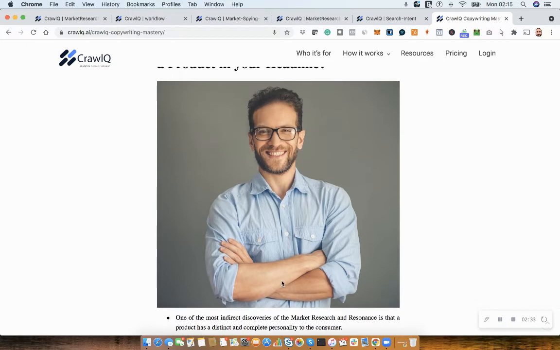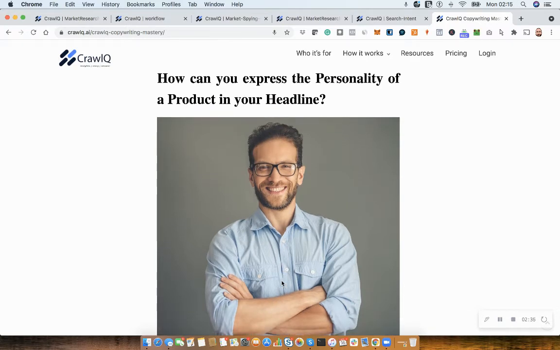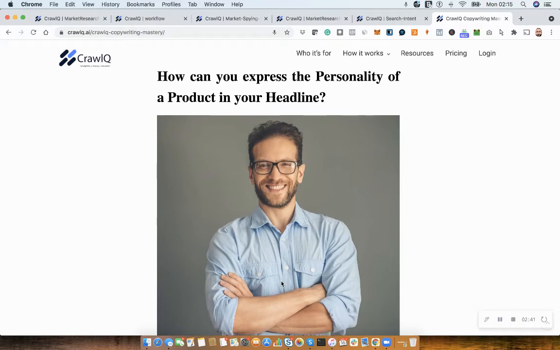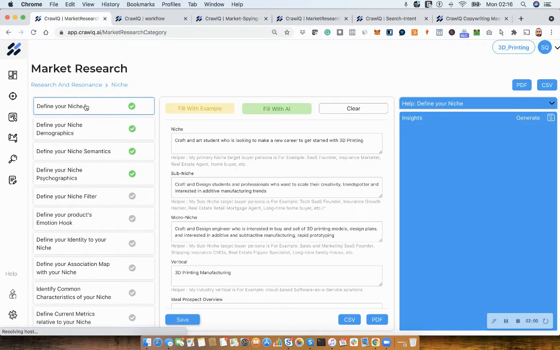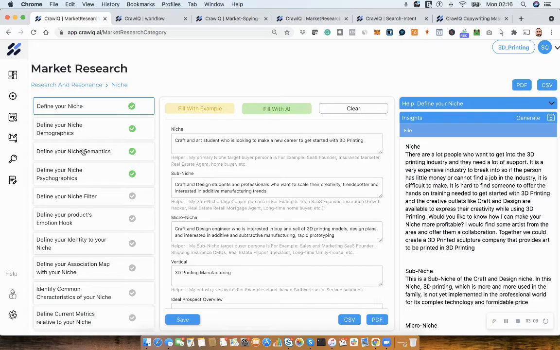I don't want to talk only theory all the time, so I also want to walk you through how we took these ideas and implemented them into an actionable strategy inside market research. Coming back to the actual implementation, you can see here we are in the project 3D printing. We already defined our niche, demographics, semantics. Just a recap, this project was about craft and art students who are looking to make a new career to get started with 3D printing.